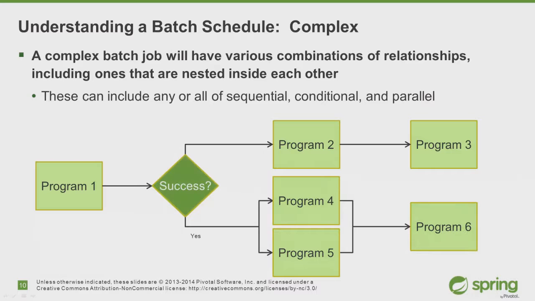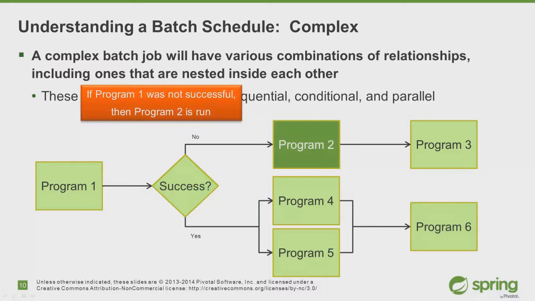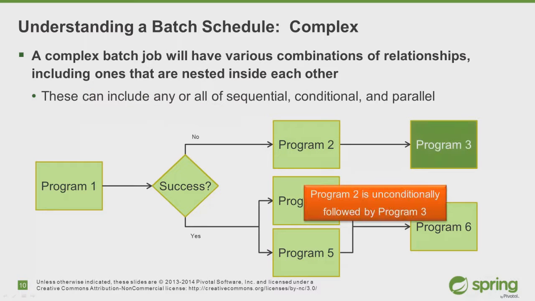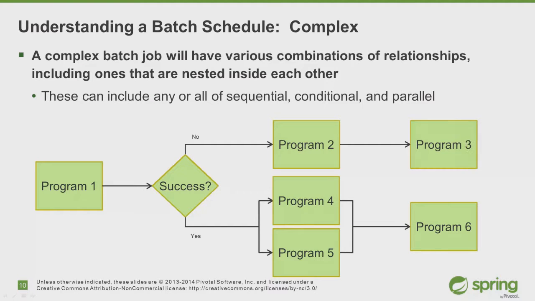Now if we back up to the success test, we can say if program 1 ran and it was unsuccessful in completing, then we would want to run program number 2, and then after program number 2 completes, unconditionally execute program number 3. This is an example of a complicated batch schedule.